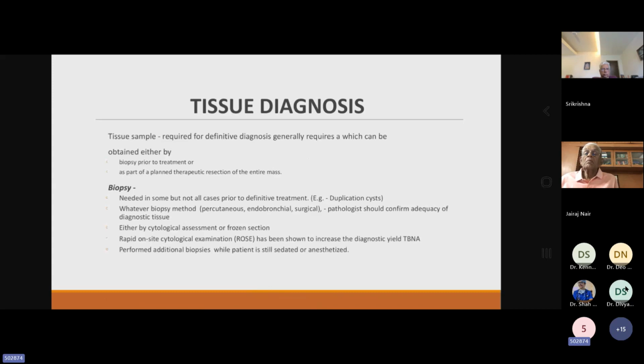A rapid on-site cytological examination has been shown to increase the diagnostic yield of TBNA, that is transbronchial needle aspiration. Perform additional biopsies while the patient is still sedated on anesthesia.